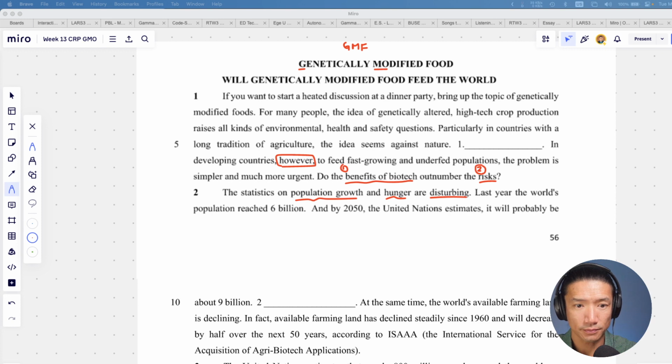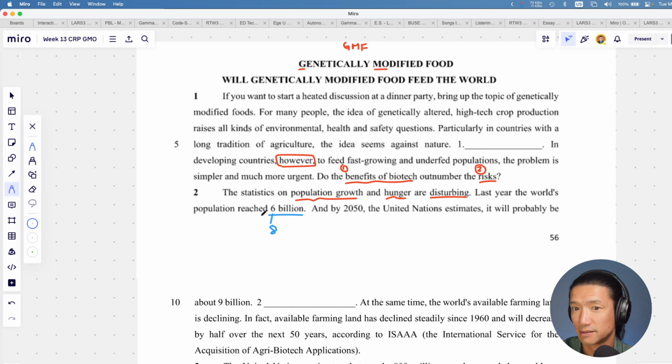It says as of January 1st, it's almost 8 billion. I'm going to say 8 billion. Yeah. And by 2050, the United Nations estimates it will be about 9 billion. Okay, so there, they talked about population growth right there, right? So, cool. You did it. Good job. Okay, so I'm going to say 8 billion.